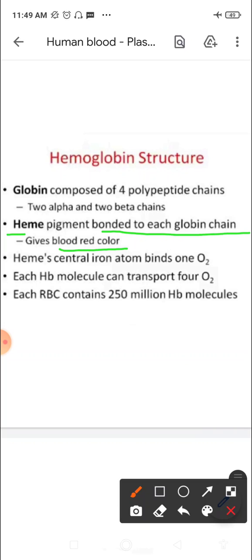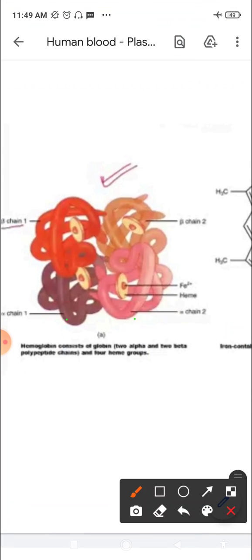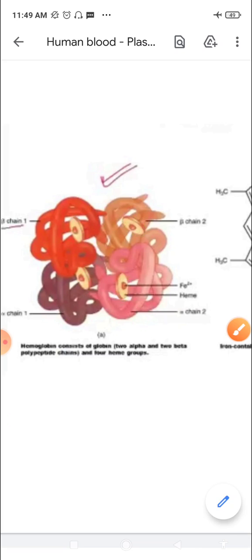So heme is the pigment which is bonded to each globin chain. Let's look at the structure now. You can see here, these are the polypeptide chains, and this structure here is the heme part, which is attached to all the 4 polypeptide chains. It is the heme part that gives color to the blood. So attached to each polypeptide chain, we can see there are 4 heme.